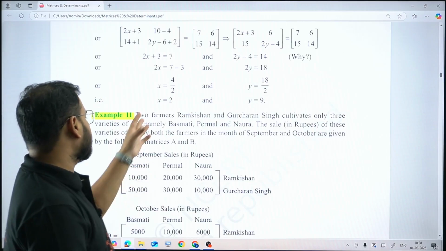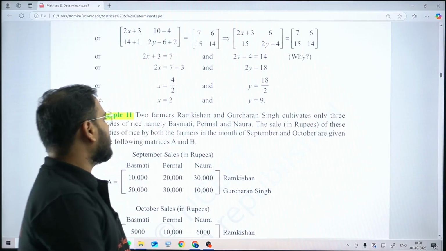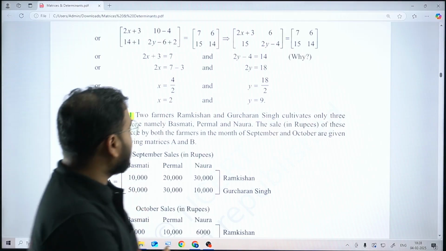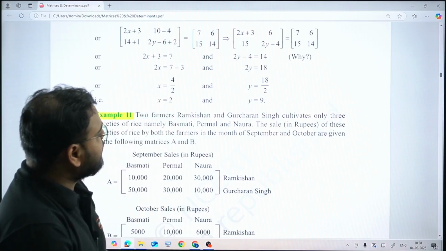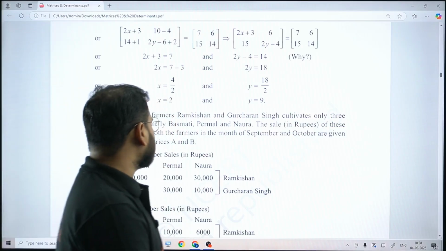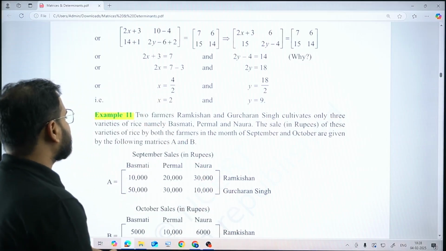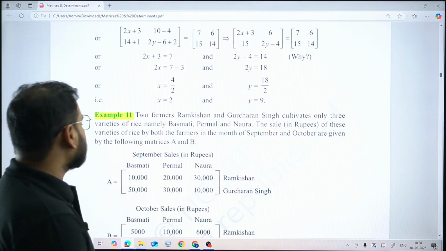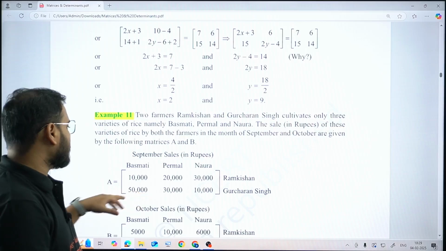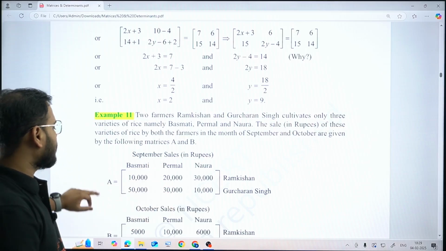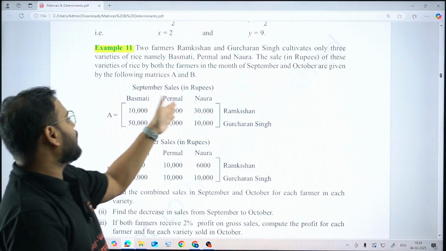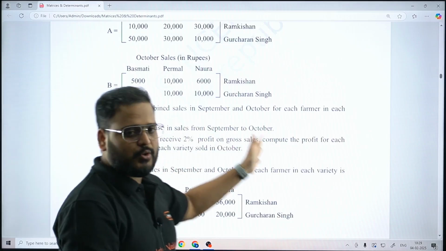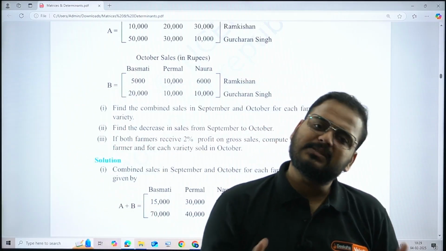What is given over here, sir? They have given a question like this. Two farmers, Ram Krishan and Guru Charan Singh, cultivate only 3 varieties of rice, namely Basmati, Parimal and Naura. The sale in rupees of these varieties of rice by both the farmers in the months of September and October are given by the following matrices A and B. So Ram Krishan's sale and Guru Charan Singh's sale of 3 varieties is given, for the first month, September, and then October also, for Basmati, Parimal and Naura. What are they asking? Combined sales, so addition; like that, different mathematical operations they are asking you. You can simply perform that.